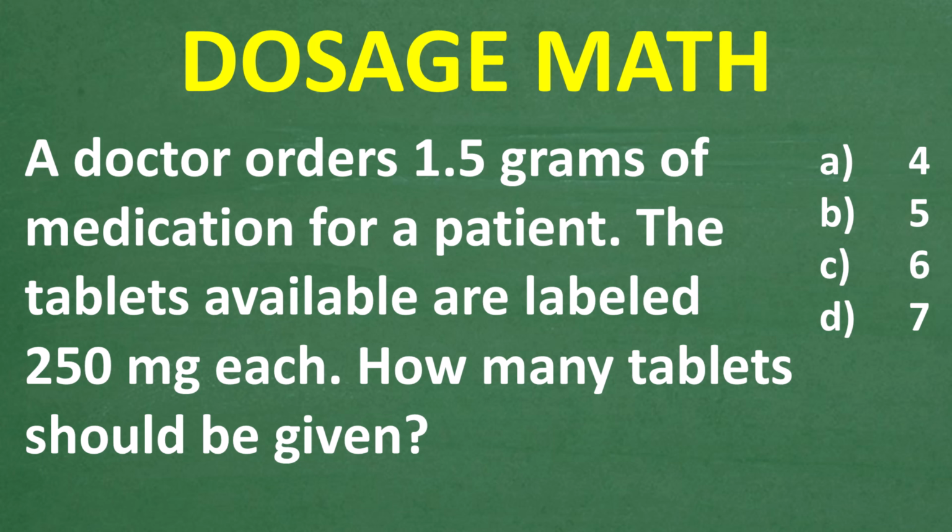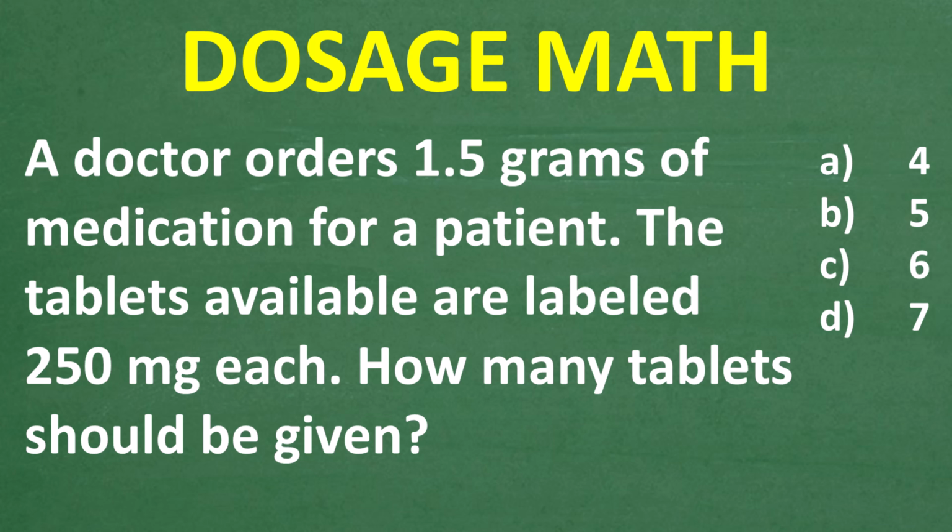So a doctor orders 1.5 grams of medication for a patient. The tablets available are labeled 250 milligrams each. How many tablets should be administered to the patient?